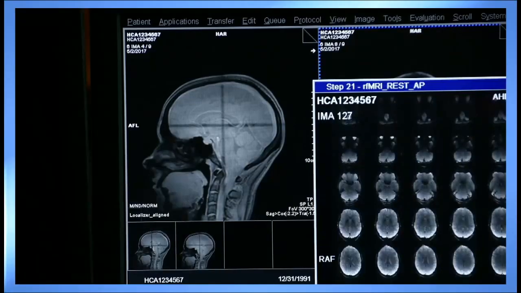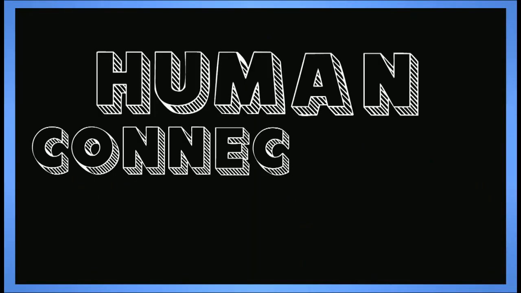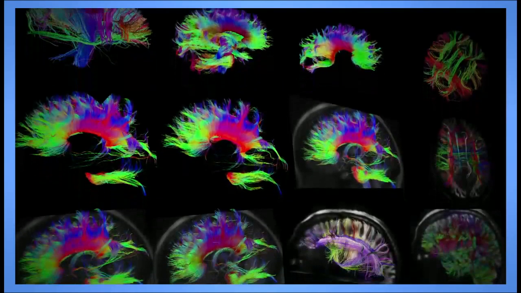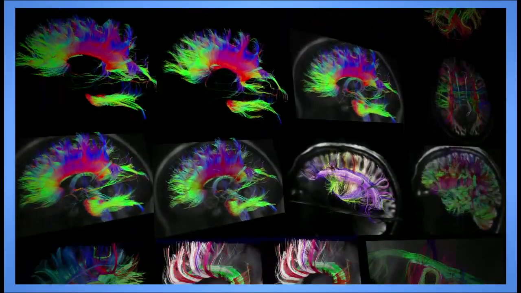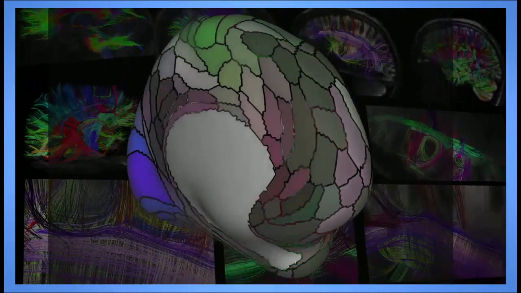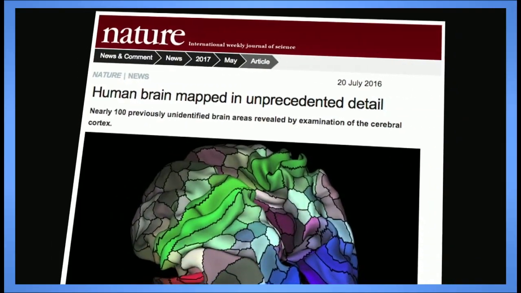Identifying every one of these cortical areas became a major objective of the Human Connectome Project, the HCP. Leading the effort, a master mapmaker. I consider myself a cortical cartographer. By July of last year, the HCP completed its first phase, a 21st century world map of the brain. We reported the presence of 180 distinct cortical areas. 97 of them were new to brain science.